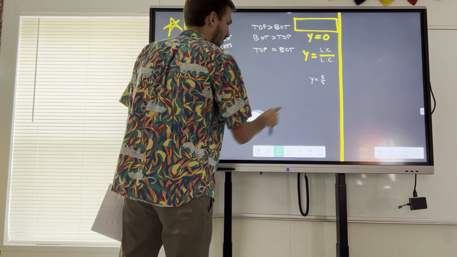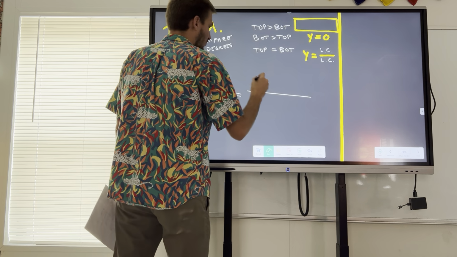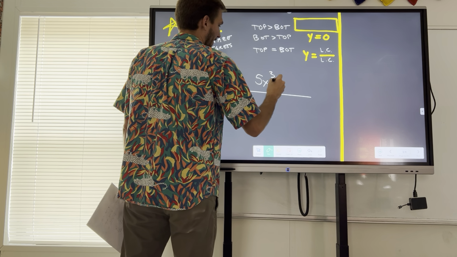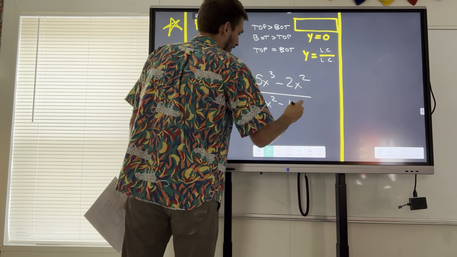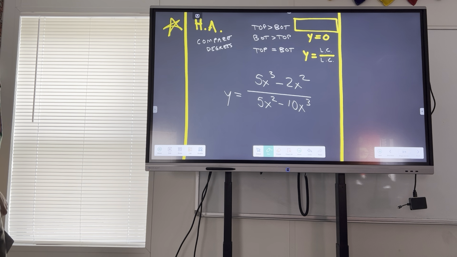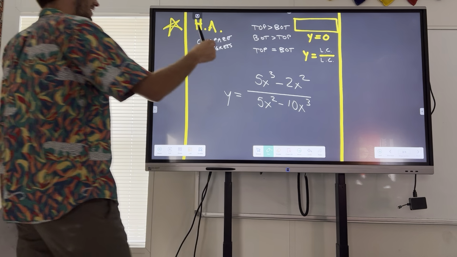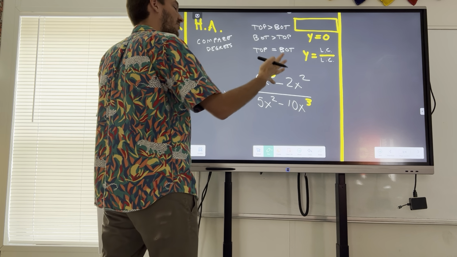And so I'll just give you a little 2-second example here. If it was something like y = (5x^3 - 2x^2) over (5x^2 - 10x^3), what is the horizontal asymptote of this line? Nice job. Very good job, right? Compare the degrees. 3, 3. Then, okay, they're the same.